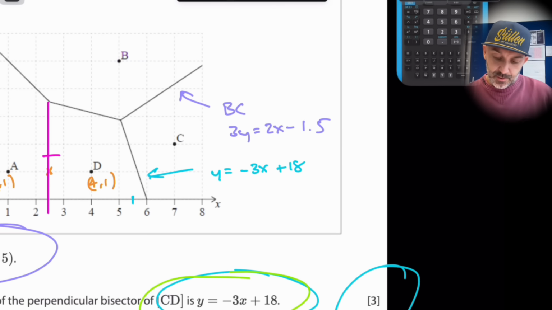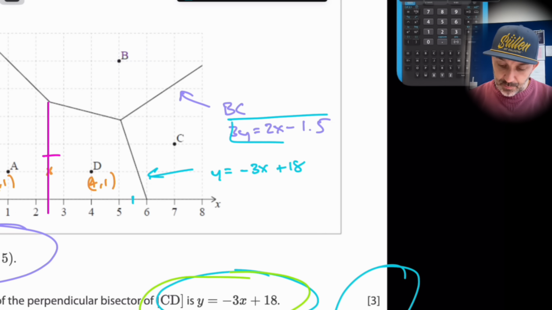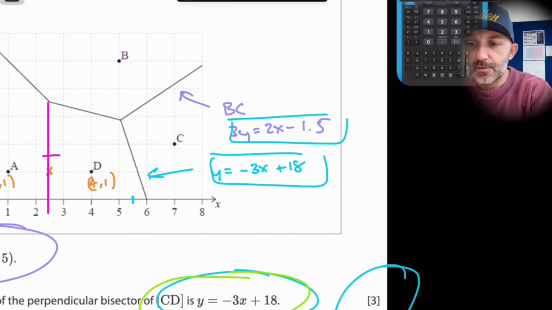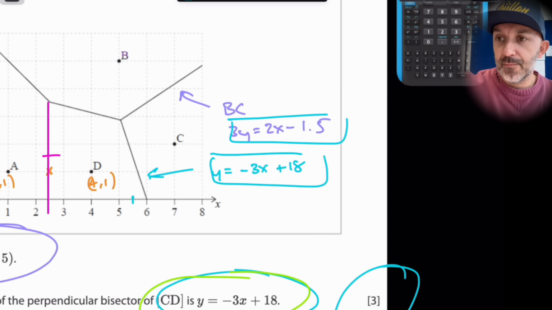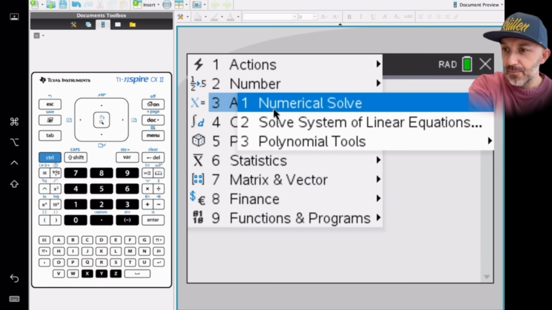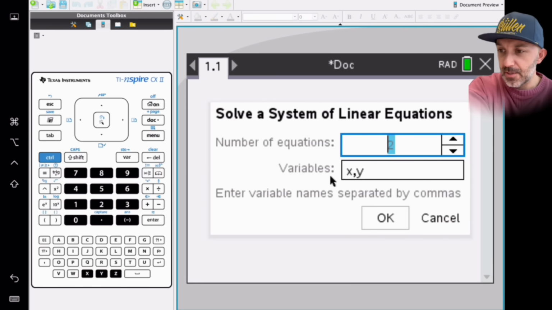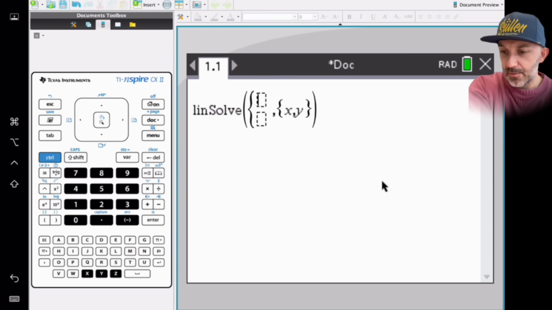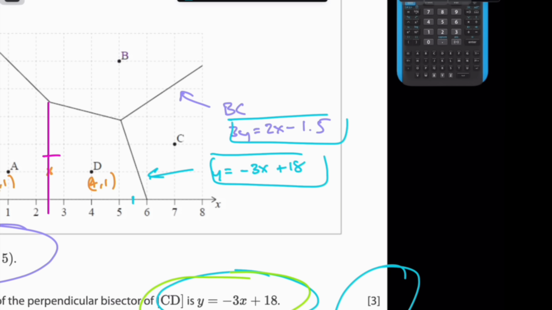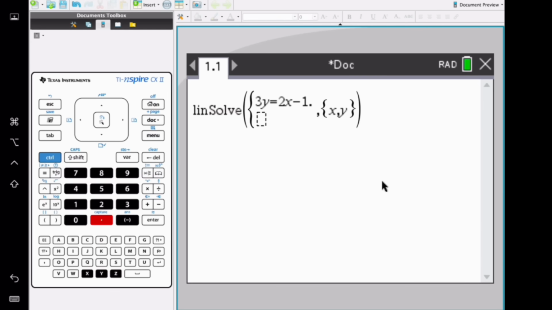So we've been given the equation of BC. Now we want to know where those lines intersect. So we can use simultaneous equations and solve it that way. Probably one of the easiest ways is to use the simultaneous equation solver on our calculator, as we have that facility. So I'm just going to jump over to the calculator now, and let's have a look. Menu, algebra, solve a system of linear equations. We've got 2 equations with 2 unknowns, and we're going to type them in the following way. So we've got 3y equals 2x minus 1.5.